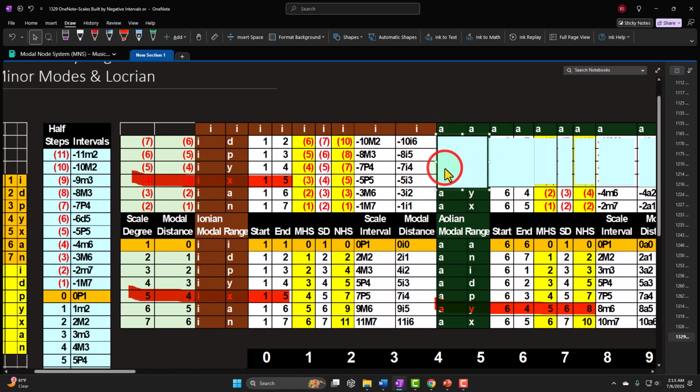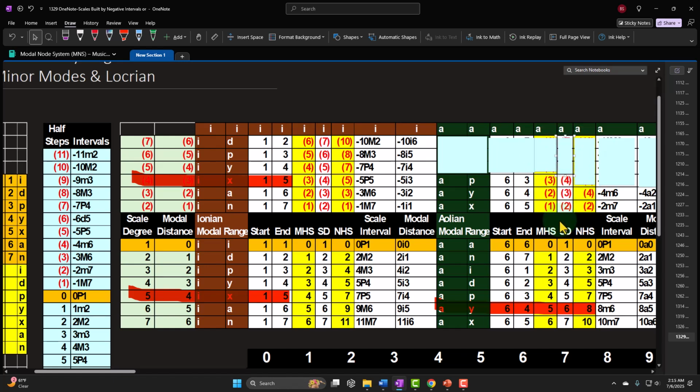Let's compare that to the Ionian before we look at the map. So what if we go back 3 from the Aeolian? We would land on the Phrygian. It would be a 6-3 modal range. Why? Because the Aeolian is 6, and 6 minus 3 would give us 3, going counterclockwise.